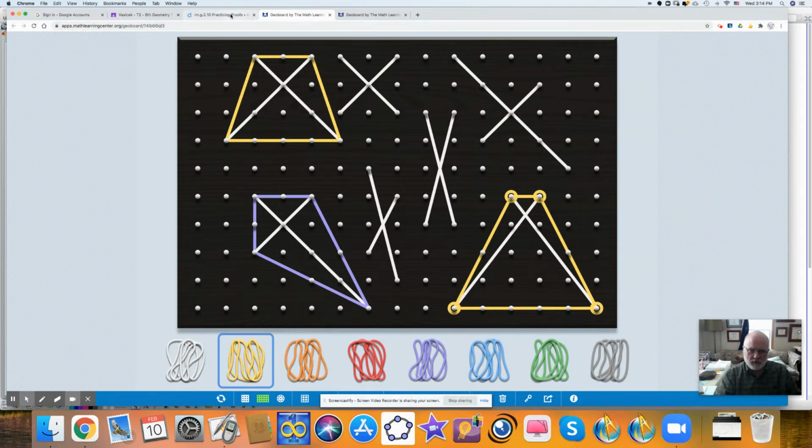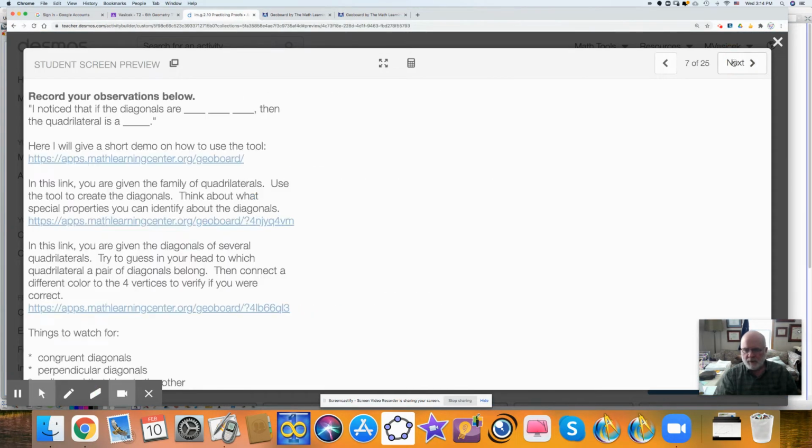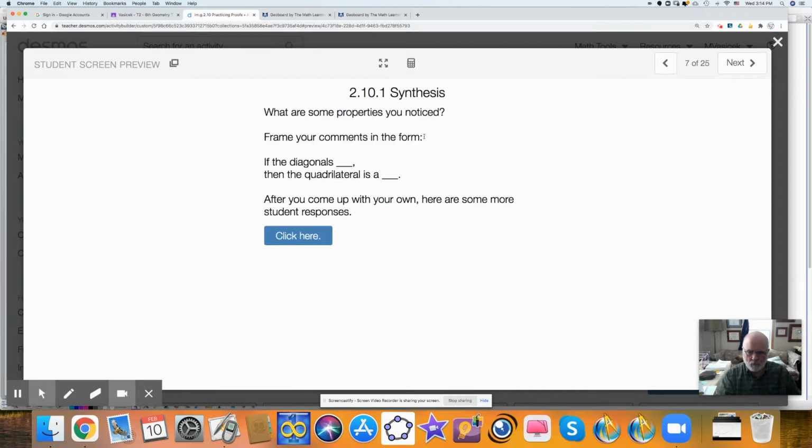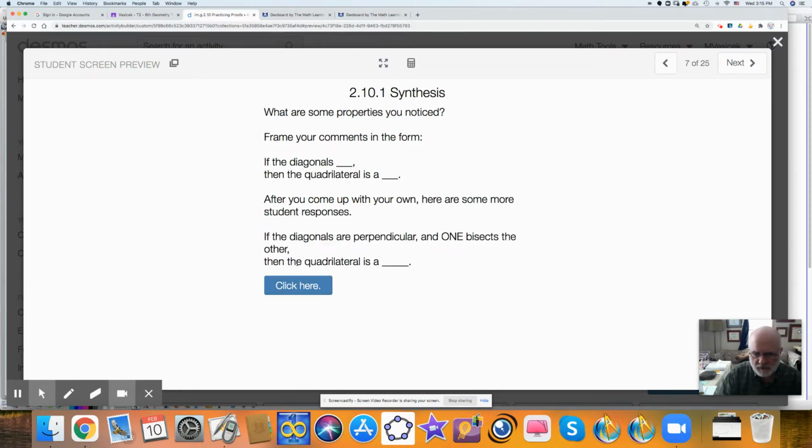After you've explored this, then we go to the next page, where from the properties that you've noticed, you should write down several comments. If the diagonals are blank, then the quadrilateral is a blank. And I've given you several that you could check out here. For instance, if the diagonals are perpendicular and one bisects the other, then the quadrilateral is a blank. What is it? Diagonals are perpendicular and one bisects the other. I think it would be a kite.